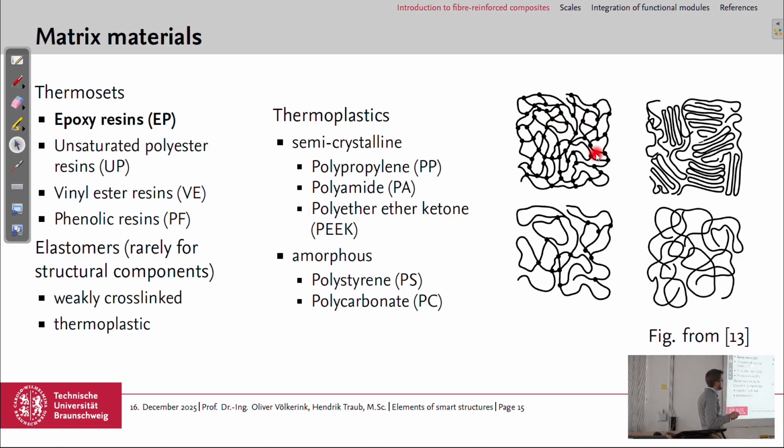So this is a strong cross-link. This is the thermoset material. The elastomer here is similar to the thermoset, but only weakly cross-linked. We have here the amorphous thermoplastics, and here the semi-crystalline ones with these crystalline regions and amorphous regions around, like the PVDF material we had with the polymer-based functional materials.